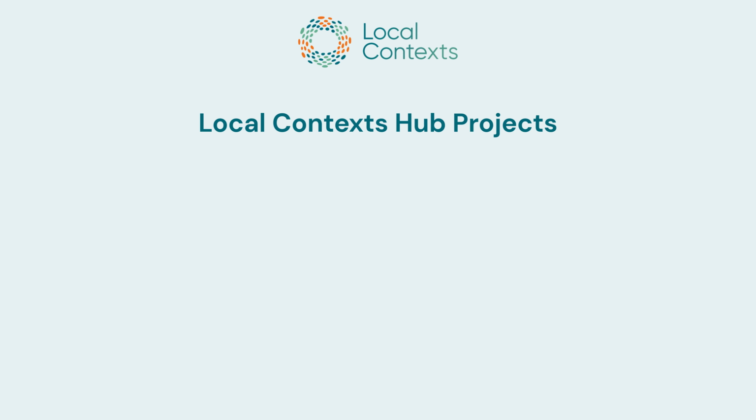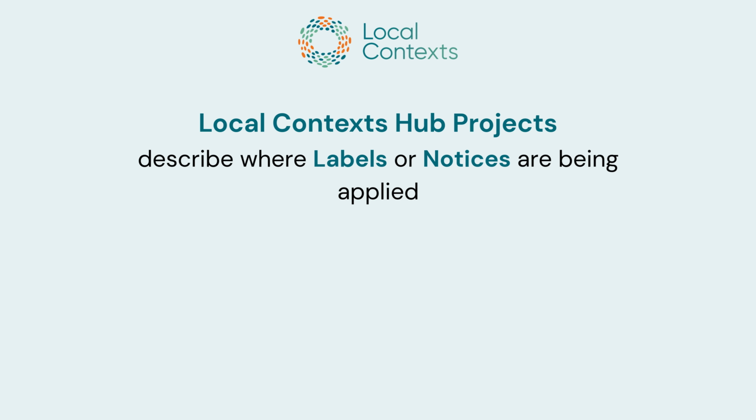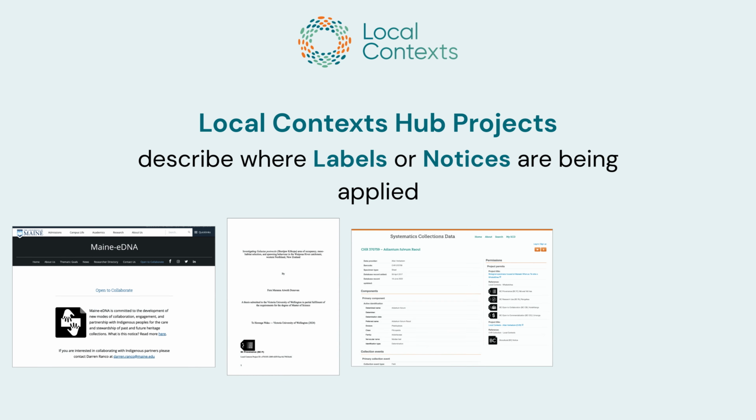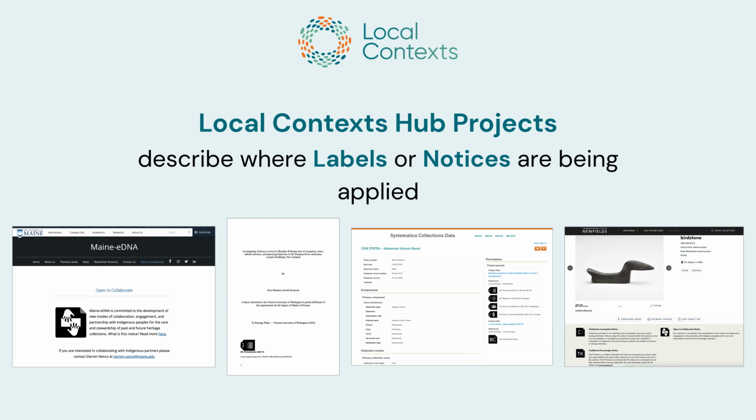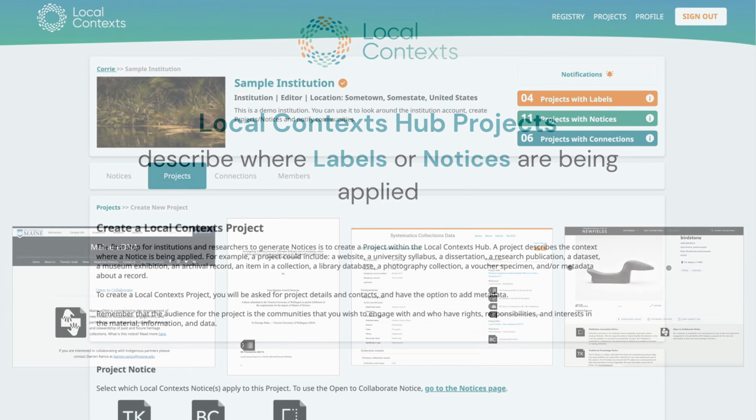Local context projects describe where labels or notices are being applied. Projects were designed to be flexible, like the labels and notices. A project could be created for a website, publication, archival record, item in a collection, and more. Community, institution, and researcher accounts can each make projects.